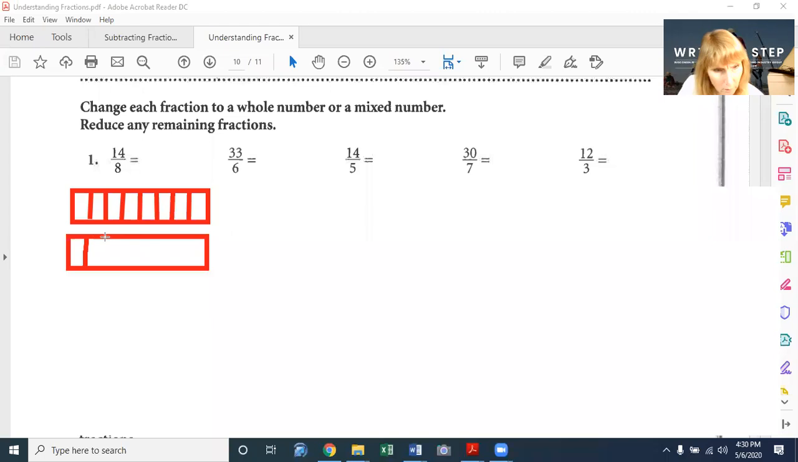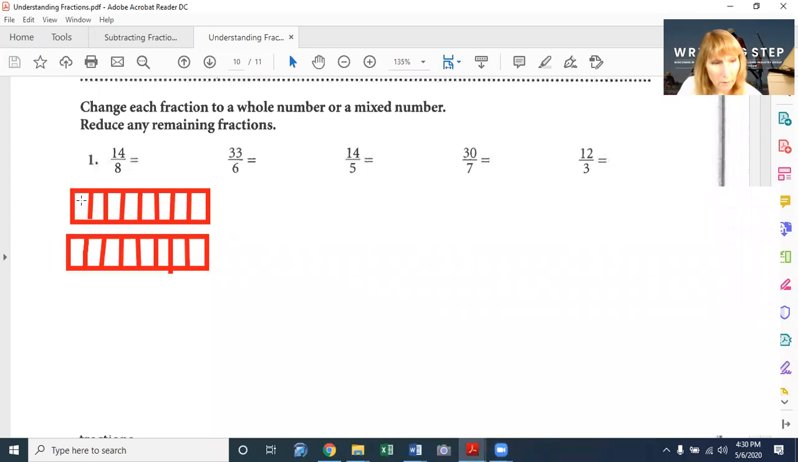2, 3, 4, 5, 6, 7, 8. Okay. Now, how many pieces have I eaten? The top number is how many pieces I've eaten. So I have eaten 14.